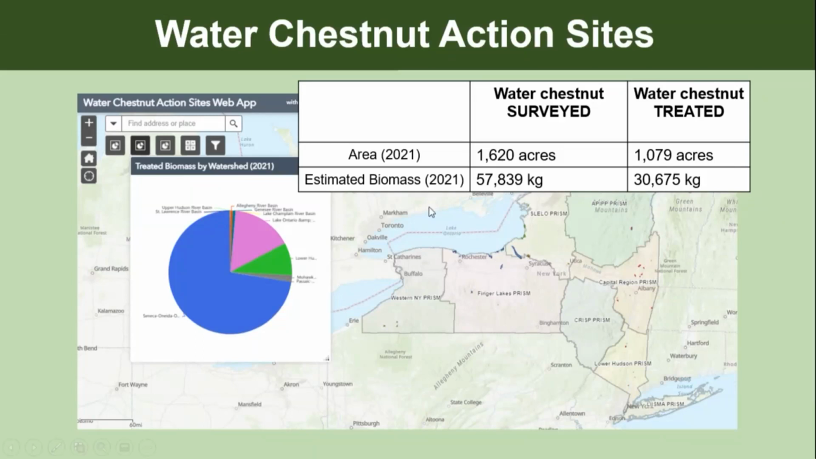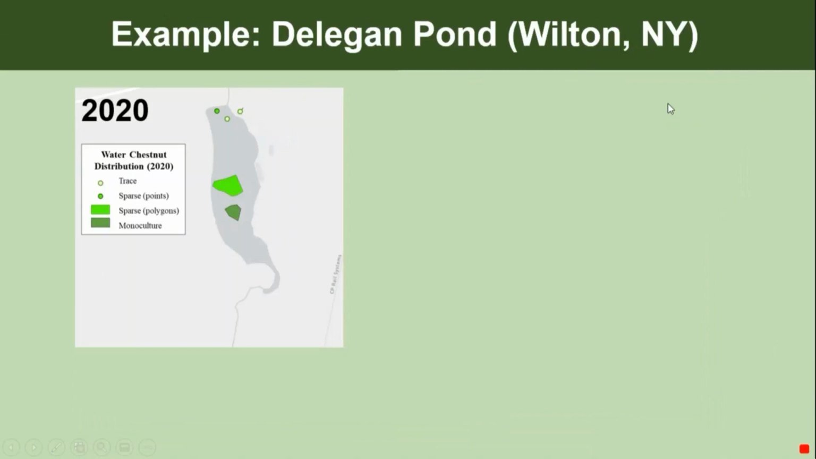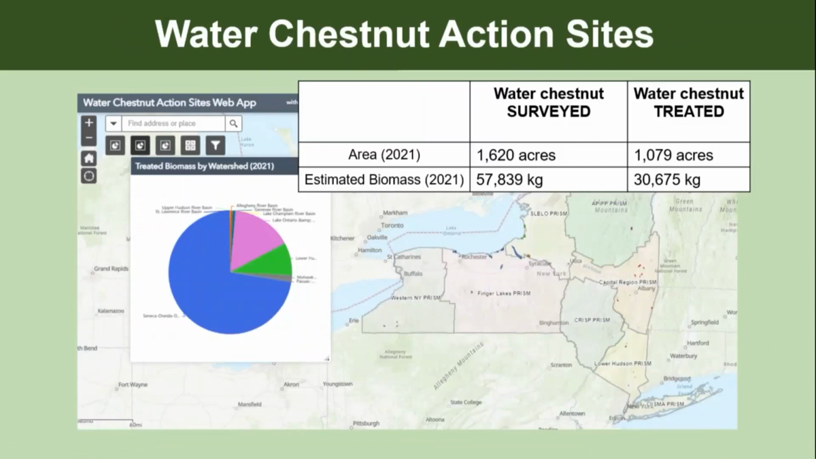But essentially, people across the state are reporting their water chestnut efforts into iMapInvasives, which allows us to start to make these assessments. So you can see we estimated that over 50,000 kilograms were surveyed, and then of those, about 30,000 were actually pulled or treated in some way. And I should also mention the value will kind of come as this is repeated year after year, and you can kind of look at trends and see what's working and what's not.